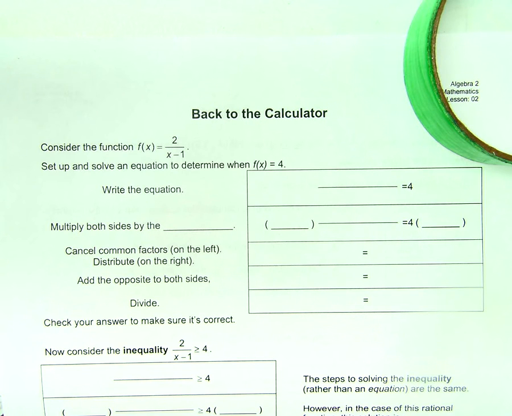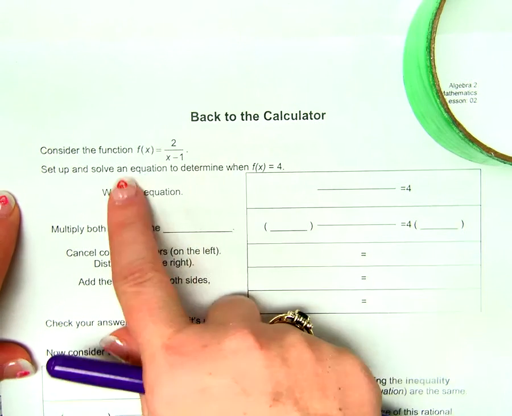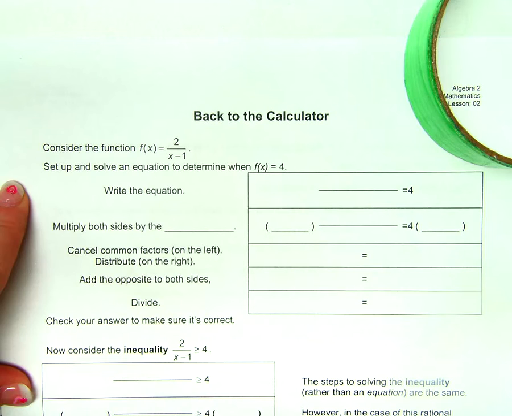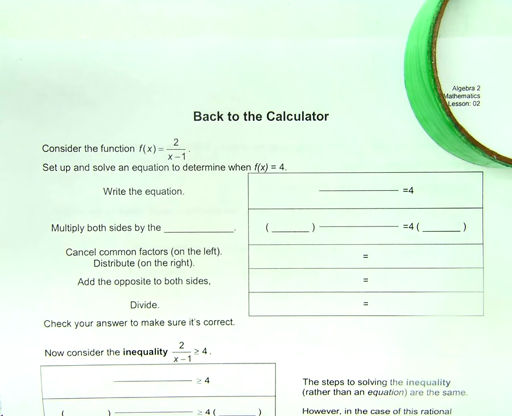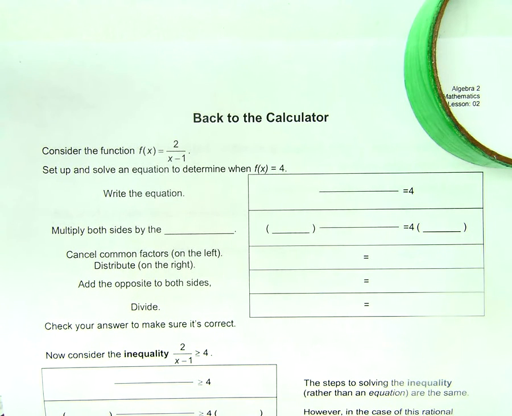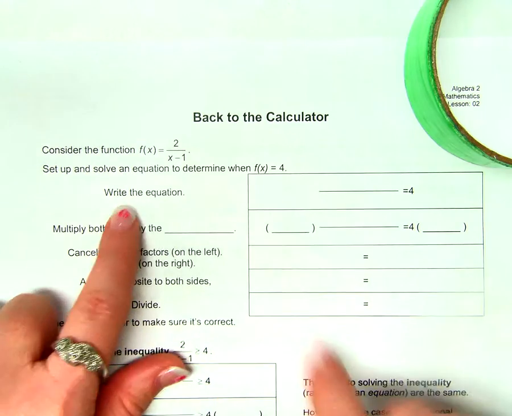All right, back to the calculator. Consider this function: f of x equals 2 over x minus 1. Set up and solve an equation to determine when f of x equals 4. What would this equation look like?